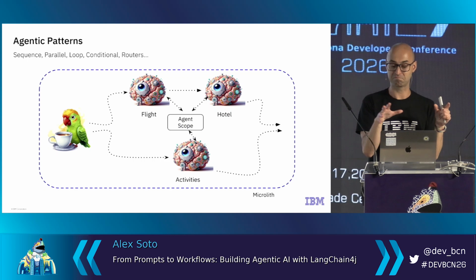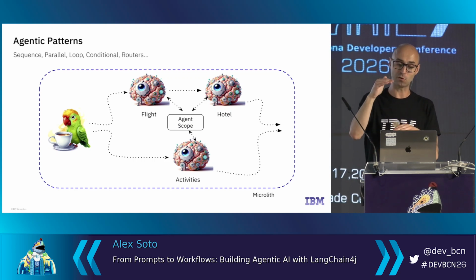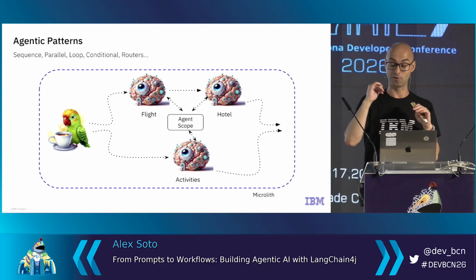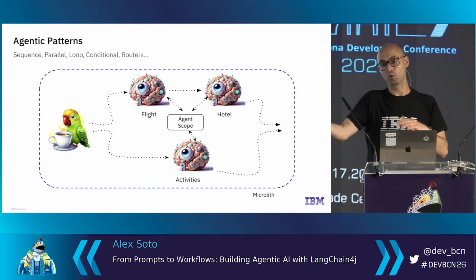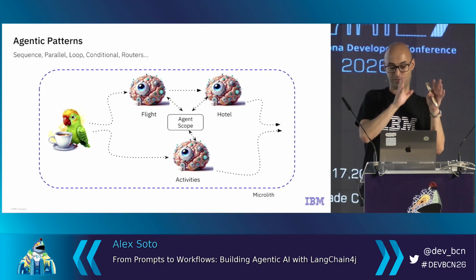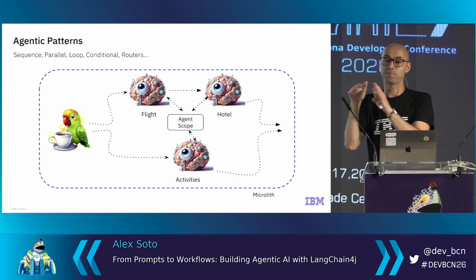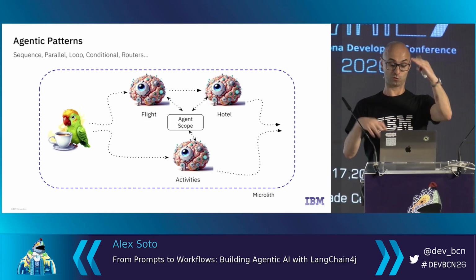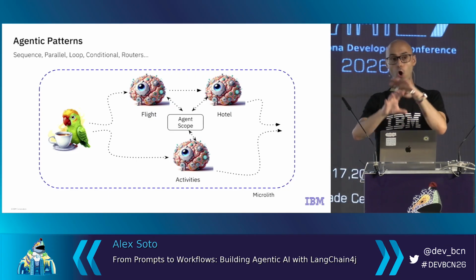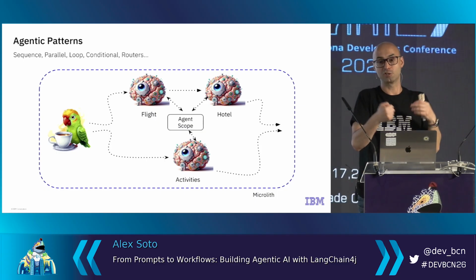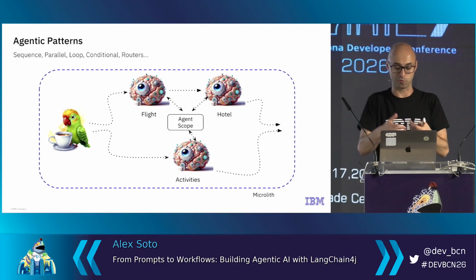So this is an example where you can have the sequence and parallel patterns working, right? I've got one agent, which is the flight. First, I need to find the flight, because depending on when the flight is, I need to book the hotel, right? So first, I find the flight, then I find the hotel. Then in parallel, I'm going to find some activities that I can do in my destination, and all these agents share the agent scope. Basically, it's all this information.